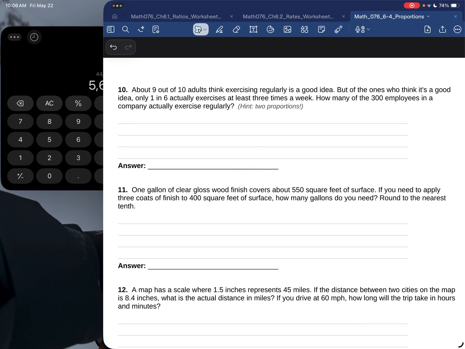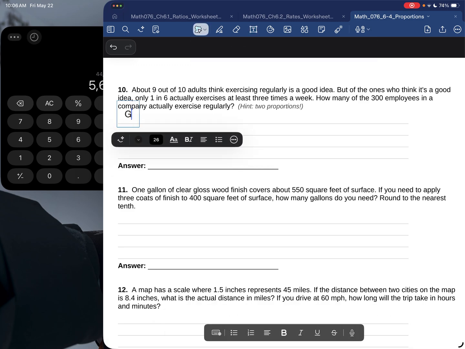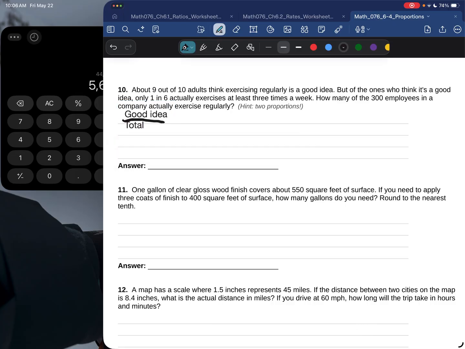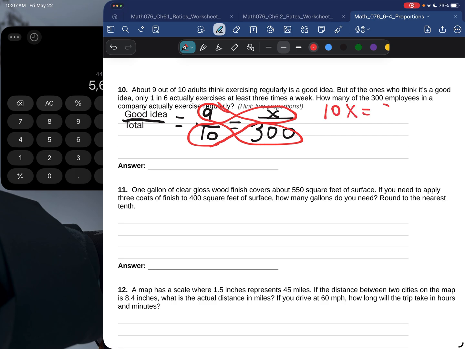We're going to say good idea over total number of people. So 9 people think it's a good idea out of 10. And I'm going to relate that to my proportions. My total number of employees is 300, and I'm trying to figure out how many of those think it's a good idea to exercise. I'm going to cross multiply, and I get 10x equals 9 times 300.